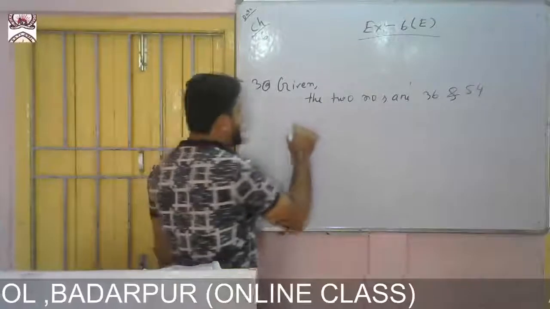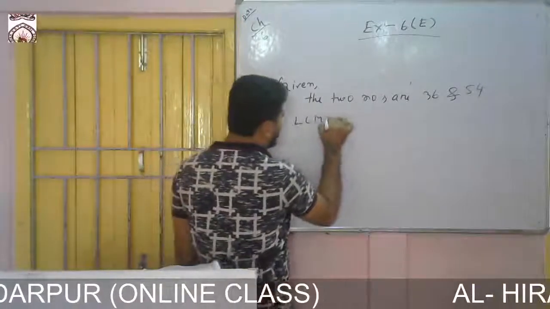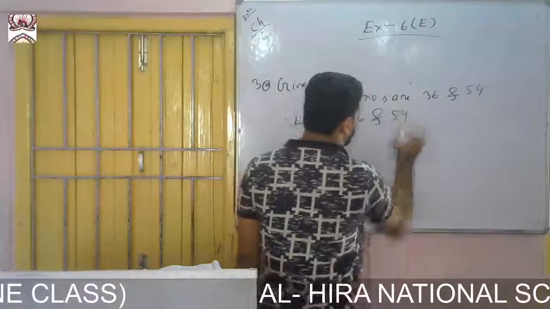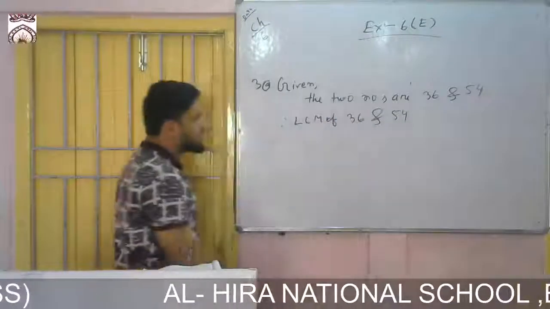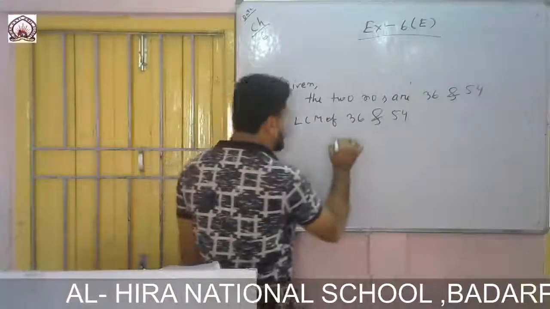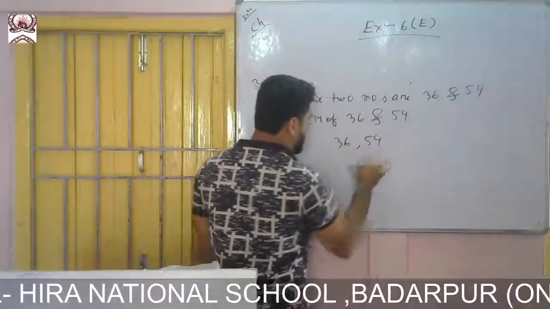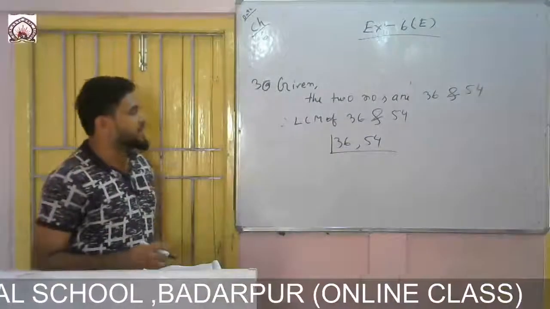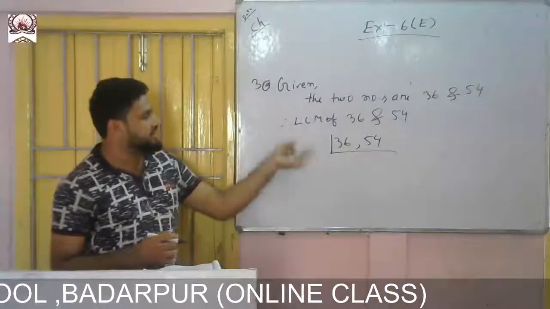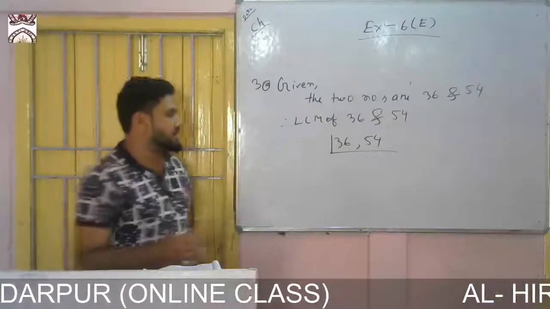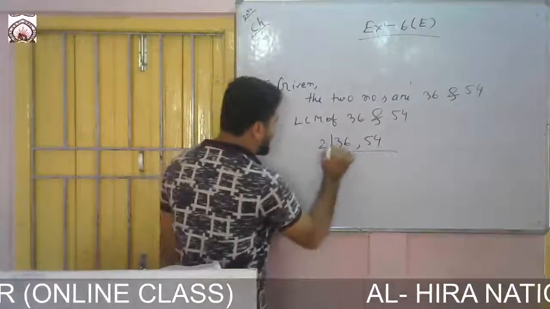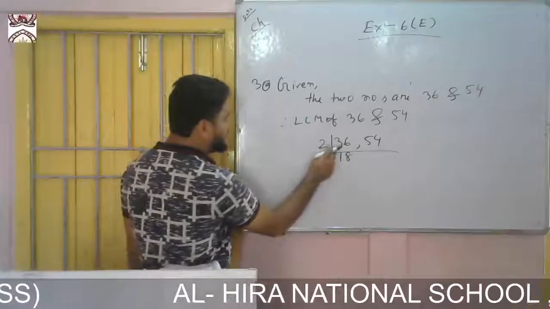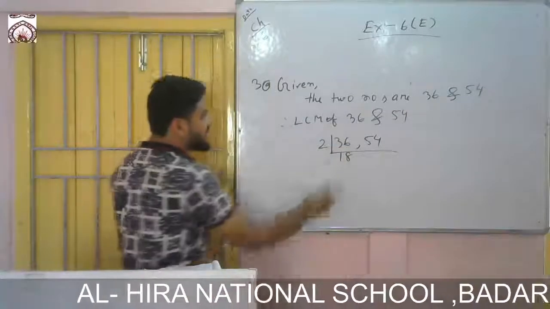Therefore LCM of 36 and 54. So this is a symbol of AND. So write 36 comma 54, you take at a time. First you check whether this is divisible by 2 or not. If not divisible, then check by 3, then by 4, like this. So let us start with 2. With 2 it is divisible. Let us check. 2 18s are 36. 2 1s are 2, remain 1, 1 you take here, 16.